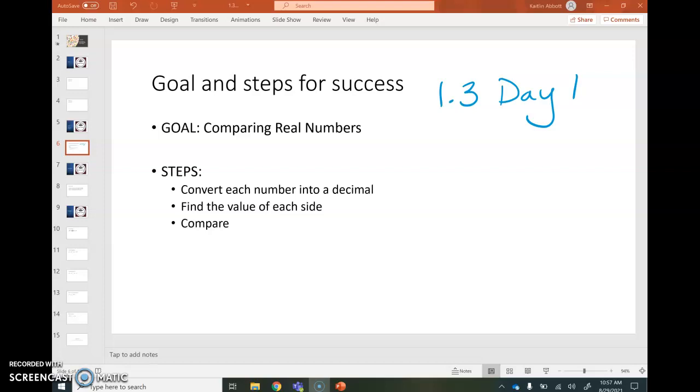Here are our goals and steps for today. We are going to compare real numbers. Step 1, we're going to convert each number into a decimal. If it's already a decimal, we don't have to change it. Next, we're going to find the value of each side, and then we're going to compare by using greater than, less than, and equal to signs.